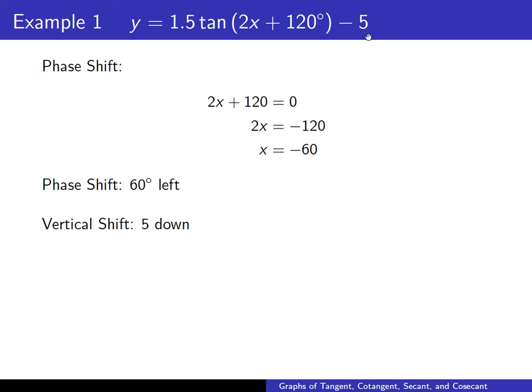All right, that about does it for this video. In the next video, we'll take a look at the graphs of secant and cosecant.